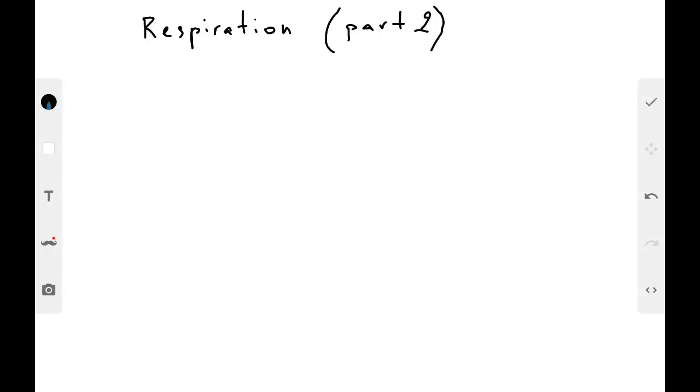So, respiration part 2. We start with the description of the third stage of the complex process of respiration. It is the transport of gases with the blood. The gases that are transported are oxygen and carbon dioxide.